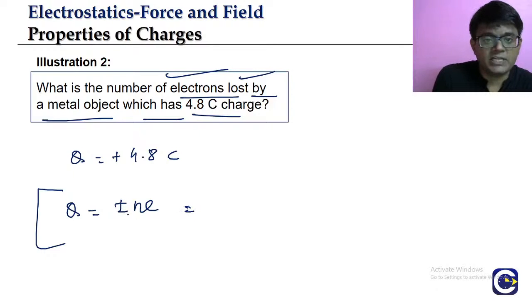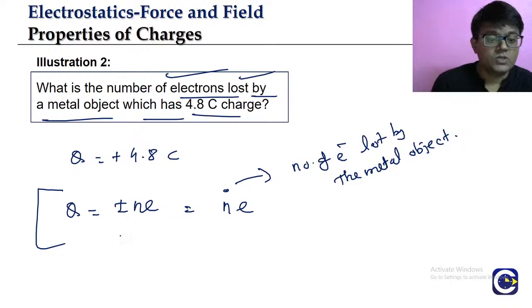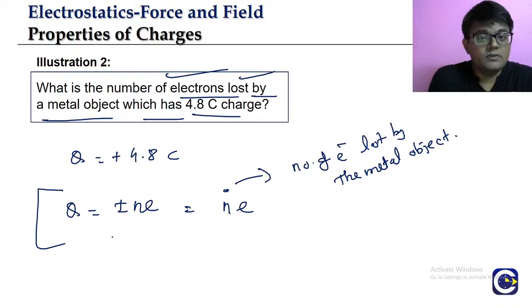Here we are not going to take minus, because the object is already given to have a positive charge. So q is equal to n into e. So what is this n representing? n is representing the number of electrons lost by the metal object. If it loses 1 electron, the charge will be e. If 2 electrons are lost, it will be 2e. If 3 electrons are lost, it will be 3e. So we need to find the value of n.